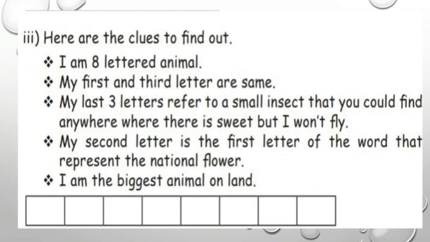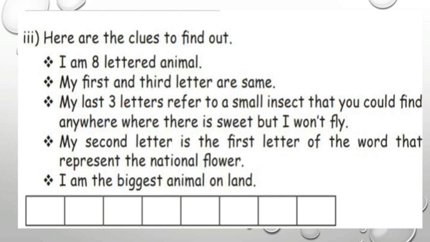Here are the clues to find out. I am an 8-lettered animal. It is the name of an animal. How many letters are there? There are 8 letters. My first and the third letter are same. My last 3 letters refer to a small insect that you could find anywhere where there is sweet but wouldn't fly. Which insect will come if there is a sweet? Yes, it is an ant.